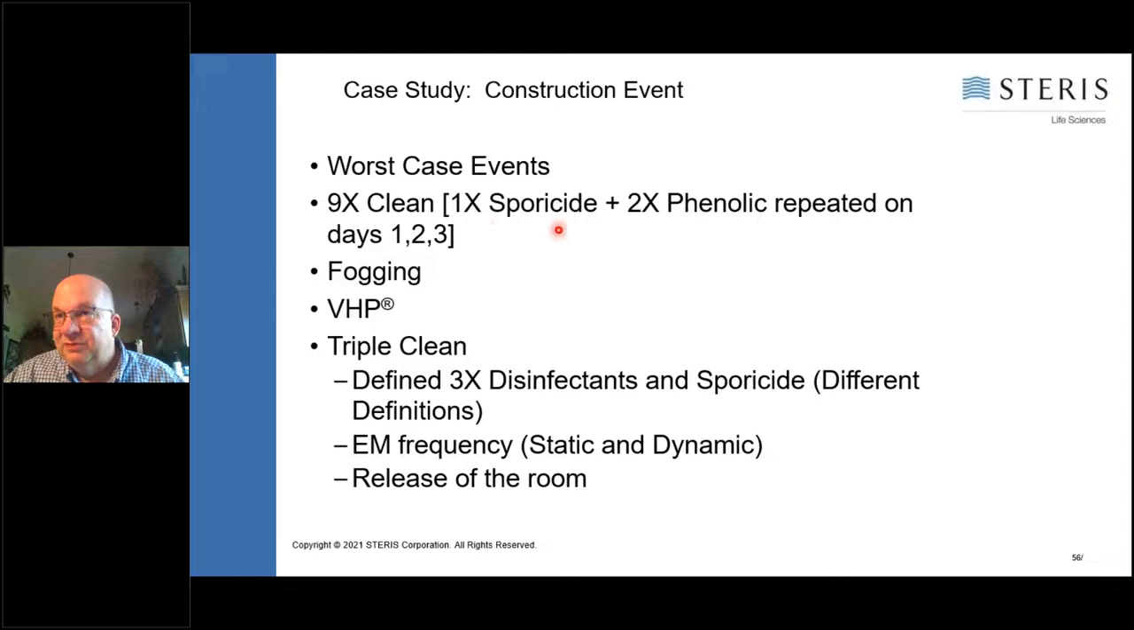You could also do a cleaning with a disinfectant and then a fogging event with a hydrogen peroxide peracetic acid chemistry. You could clean with disinfectant and apply VHP, but the most economical application would be a triple cleaning. And so now I'm going to go through a case study where a big pharma site, Genentech, used a disinfectant three times and then brought in a sporicidal agent.